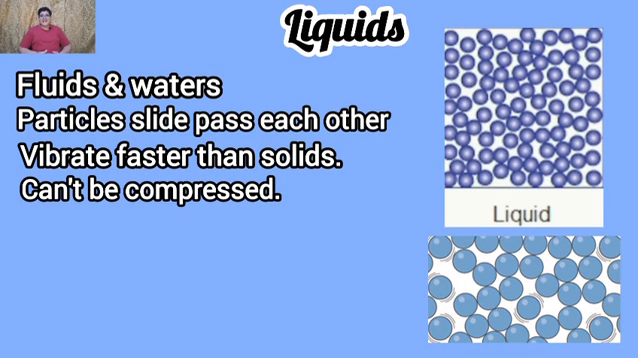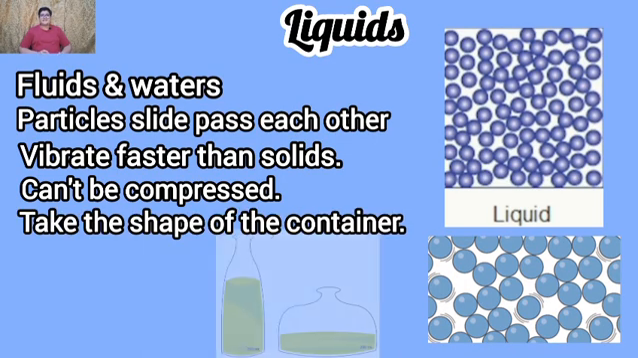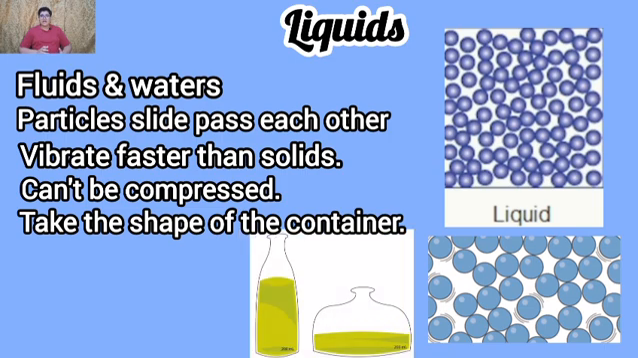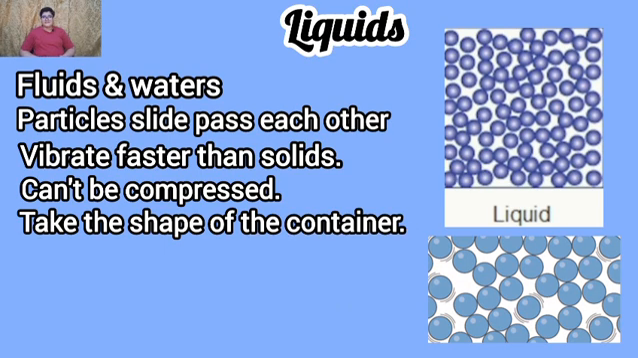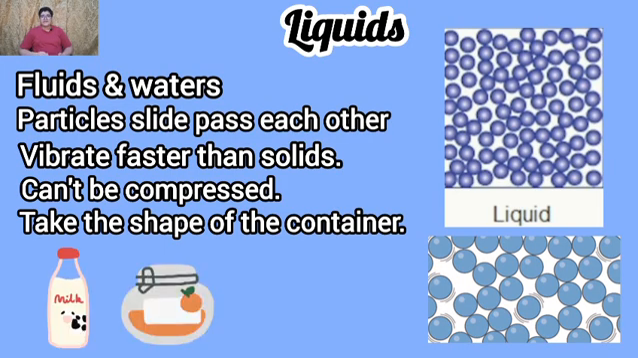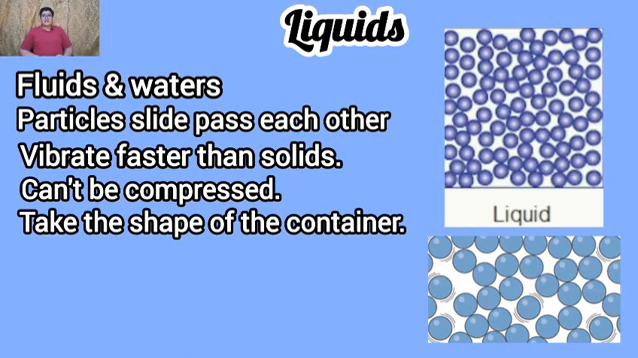Liquids take the shape of the container. For example, if you pour a liquid into a cup or any object, it will take the shape of that object. Instead of being compressed, they take the shape of the container, and solids do not take the shape of the container, they are solid objects. Examples of liquids are milk, juice, tea, water. The particles in a liquid slide past each other and move slightly freely.